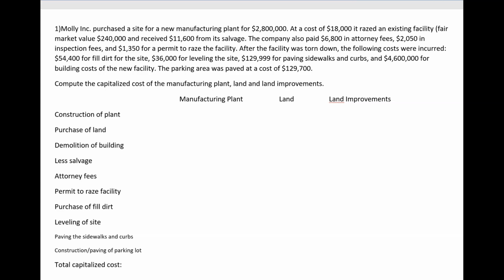So here we have three sections. We have the manufacturing plant, we have land, and then we have land improvements. We're going to take each of these numbers and put them under the correct one. So the first one is the construction of the plant. The construction of the plant is $4.6 million. That will go under the manufacturing plant.